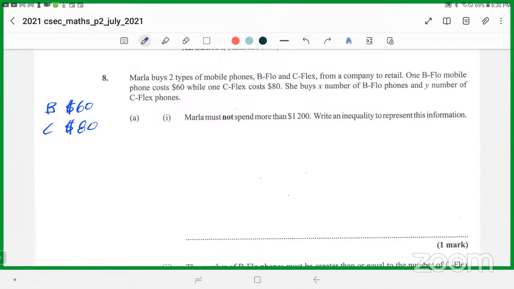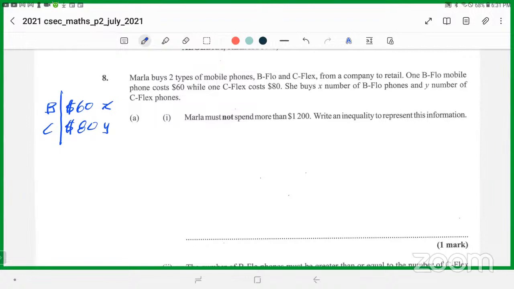It says she buys X B phones, and she buys Y C phones. All right. So X is the number of B phones, Y is the number of C phones. $60 for a B phone, $80 for a C phone. This is the number of phones I should buy. These are just the types of phones, all right?